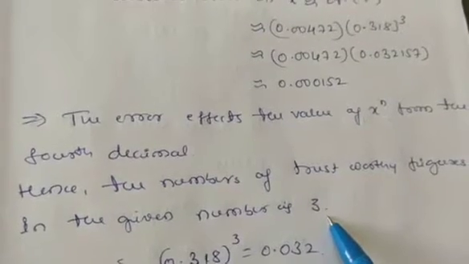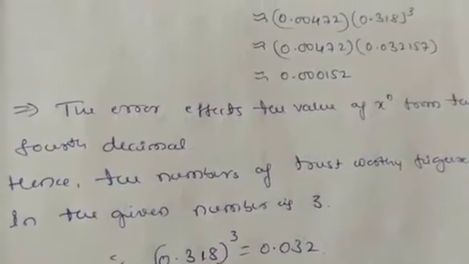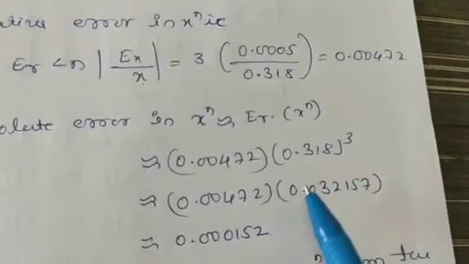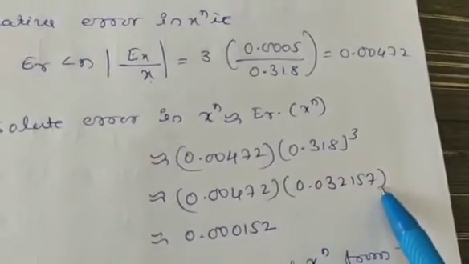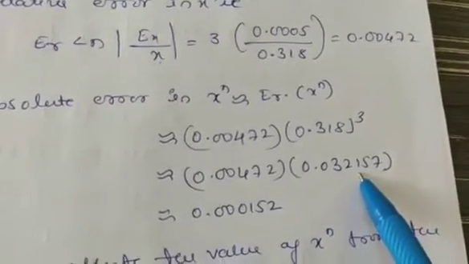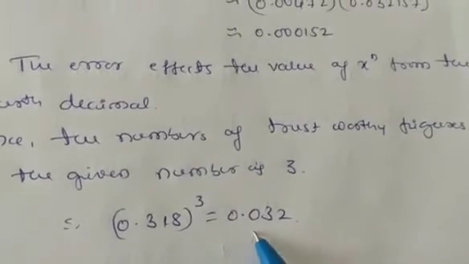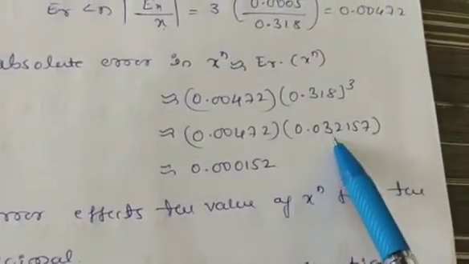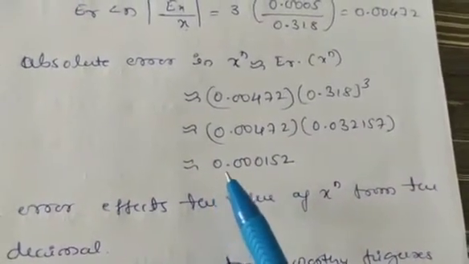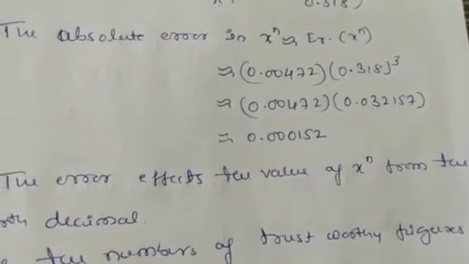Only up to 3 decimal places it is correct; the 4th decimal place is not correct. So 0.318 whole raised to 3 is 0.32157. Only up to 3 decimal places are correct, the next digit is not correct. Therefore you have to take only 3 decimal places, that is 0.32, because the absolute error starts from the 4th decimal place.